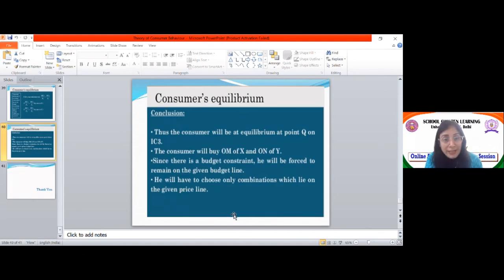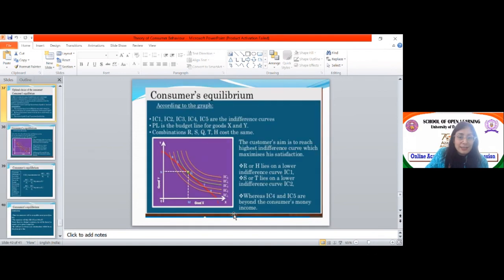Conclusion, we will go for that. Thus the consumer will be at equilibrium at point Q. At IC3 the consumer will buy OM of good X. So if you can just see here, OM of good X and ON of good Y, because that is a budget line and it is constraining us to just get to this higher indifference curve.